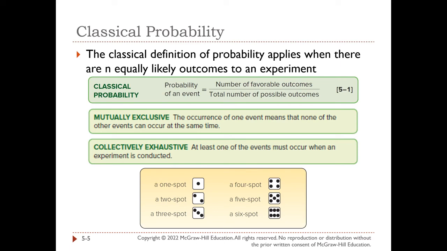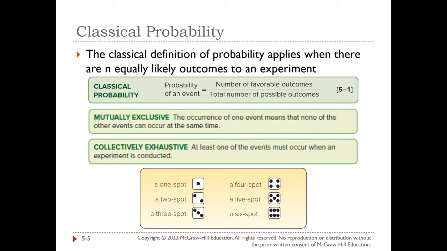Probability applies when outcomes are equally likely. They are in equal. They're missing an A. An equal likely outcomes to an experiment. Okay, so there are 3 definitions of probability.